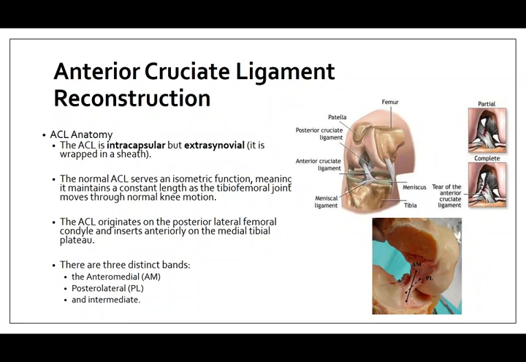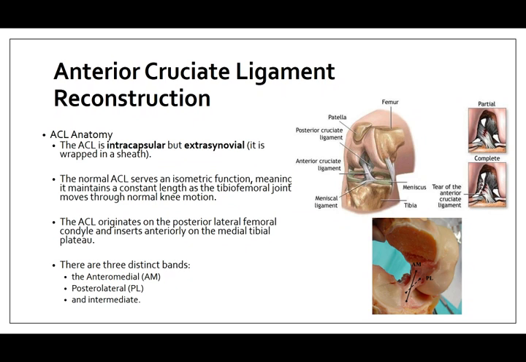Let's do some anatomy. The ACL is intracapsular but extrasynovial. This is because it's wrapped in a sheath, kind of sitting in the center of the knee there. So this is why injury to it is so hard to heal, right? It's kind of by itself, wrapped in its own individual little sheath.